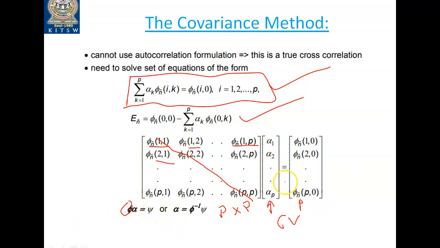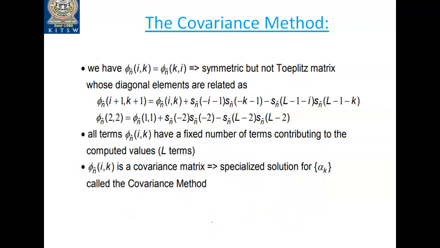What is our agenda? We need to estimate the coefficient values from alpha 1 to alpha p. If you take p equal to 4, only 4 values need to be computed. We can use the matrix inversion method, alpha equal to phi inverse psi, which is one method to estimate the prediction coefficient values in LPC. The covariance matrix is symmetric but not Toeplitz, and its diagonal elements are related by this. In all terms, phi n of I comma k has a fixed number of terms contributing to the computed values.